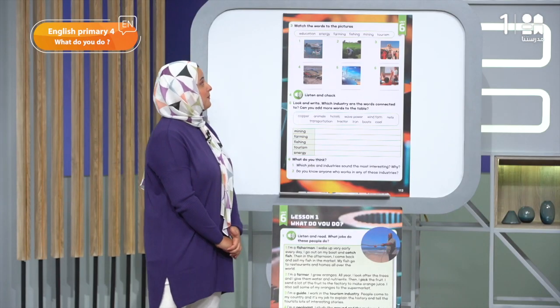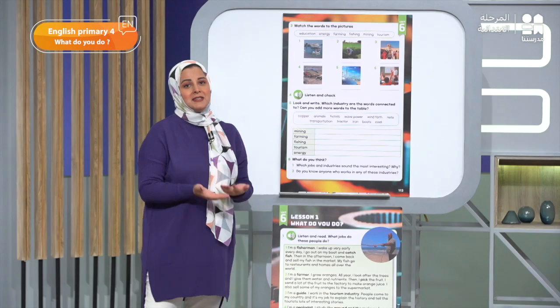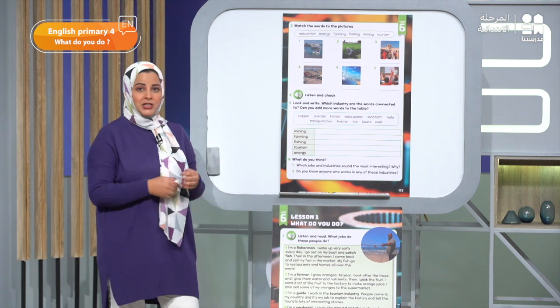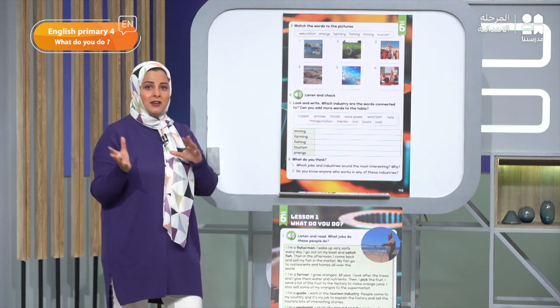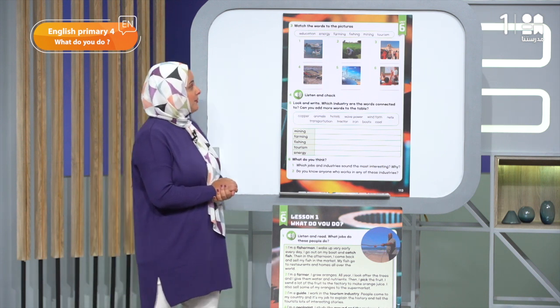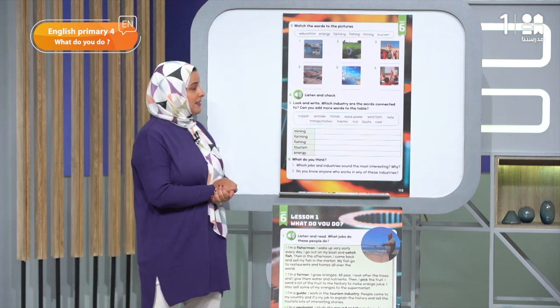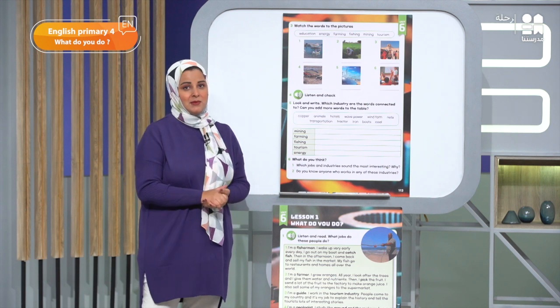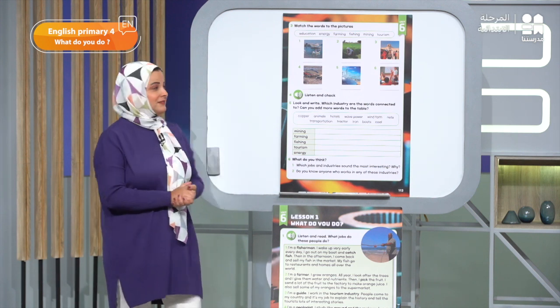Education, energy, farming, fishing, mining, tourism. Education يعني التعليم. Energy الطاقة. Farming أي حاجة ليها علاقة بالزراعة، زراعة الخضار والفاكهة. Fishing يعني صيد السمك. وعندنا mining يعني الشغل في المناجم زي ما قلنا قبل كده. وعندنا tourism الشغل في السياحة.